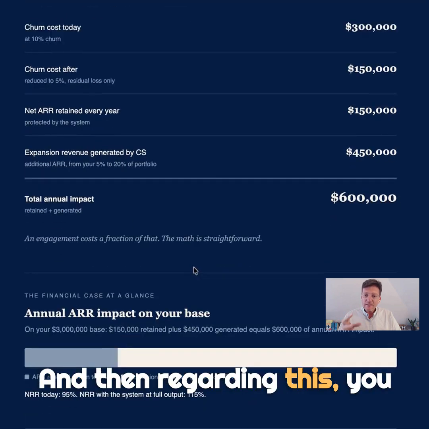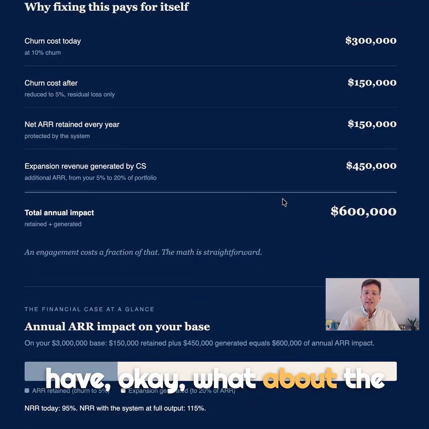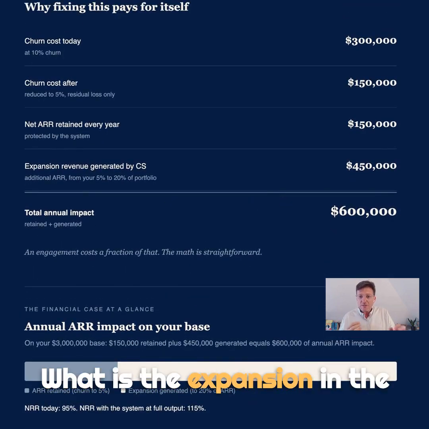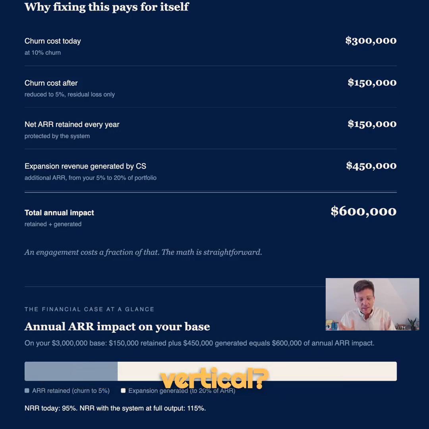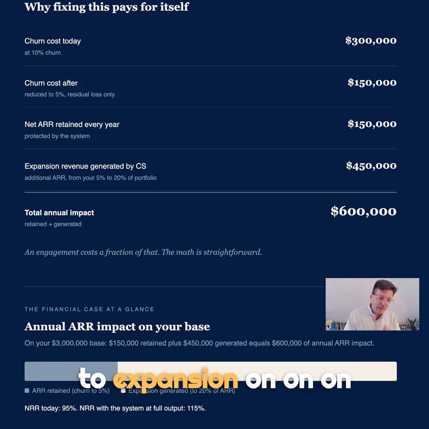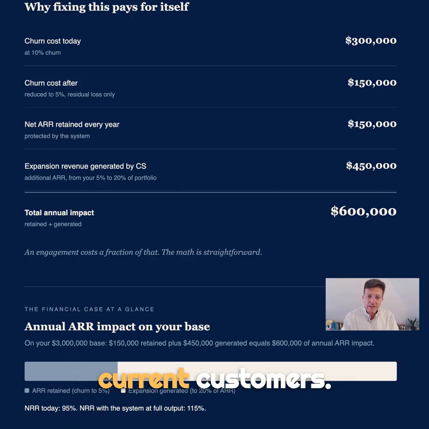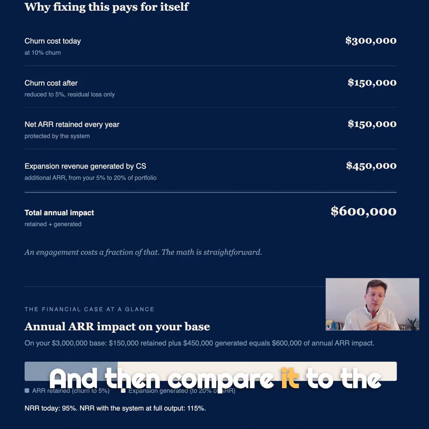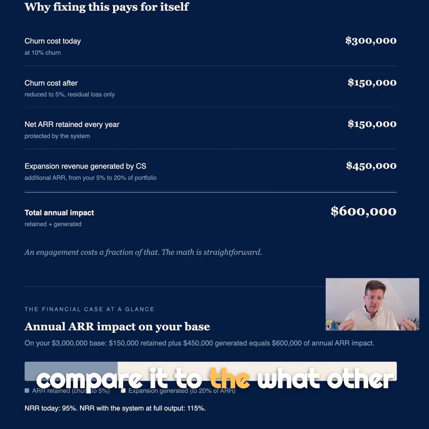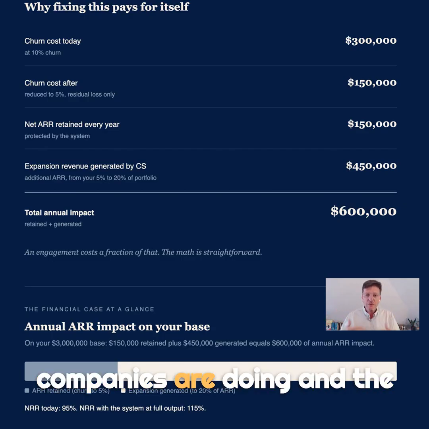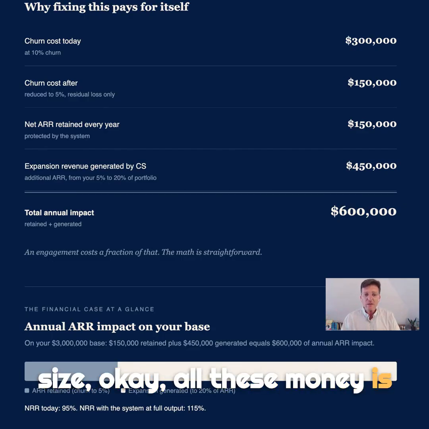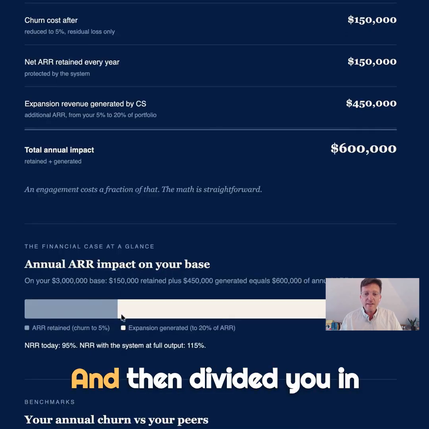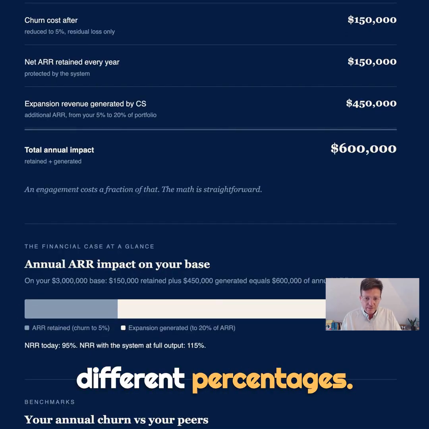And then regarding this, you have, okay, what about the expansions? What is the normal expansion in my vertical? Where should I be regarding expansion on current customers? And then compare it to what other companies are doing and decide, okay, all this money is the one that you are leaving on the table. And then it divides it into different percentages.